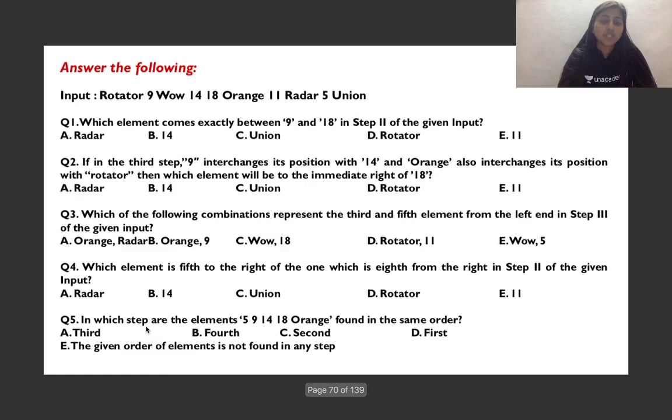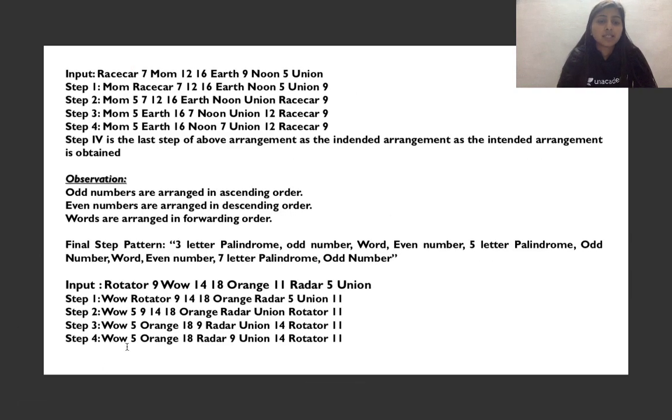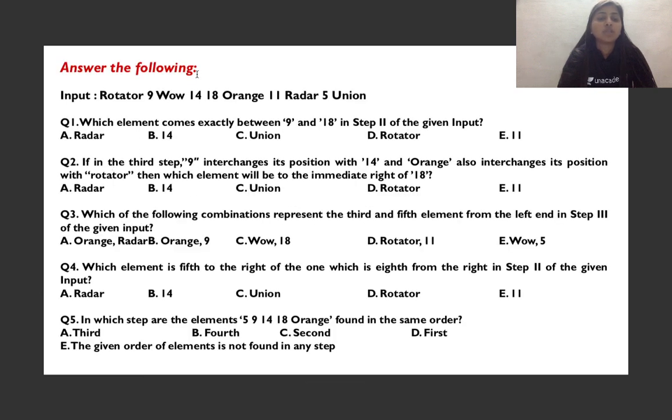Now we will answer the questions. Which element comes exactly between 9 and 18 in step 2 of the given input? In step 2, exactly between 9 and 18, we have 14, option B.